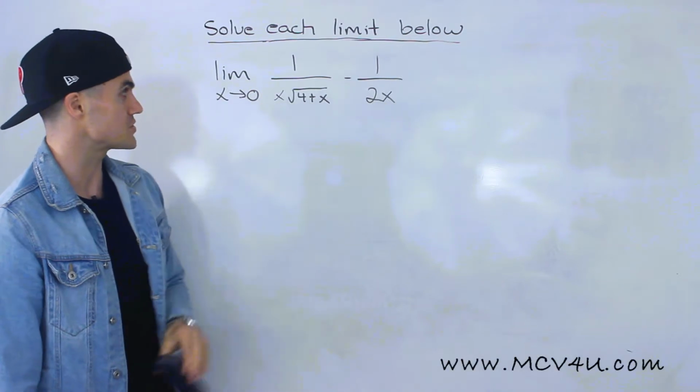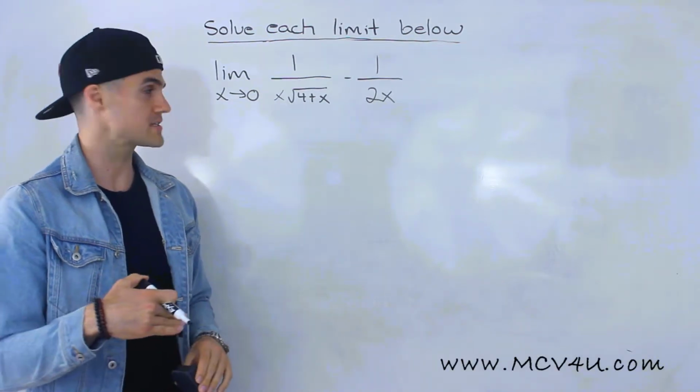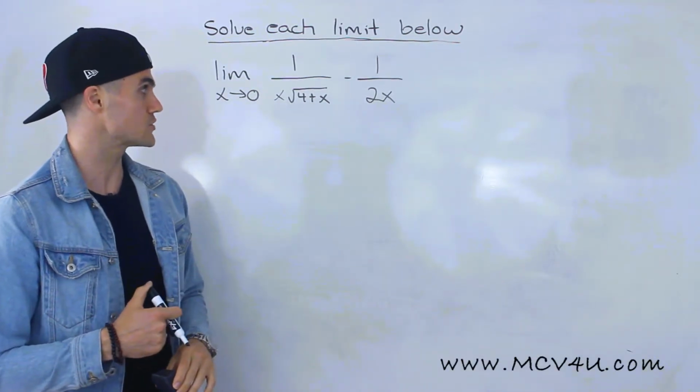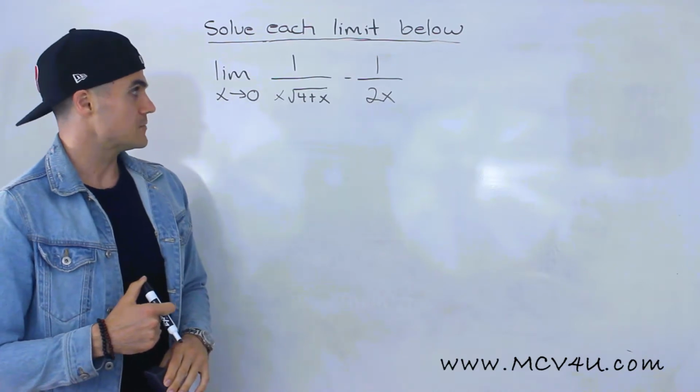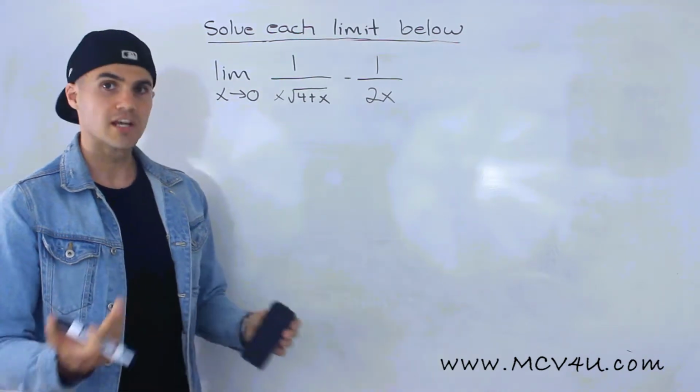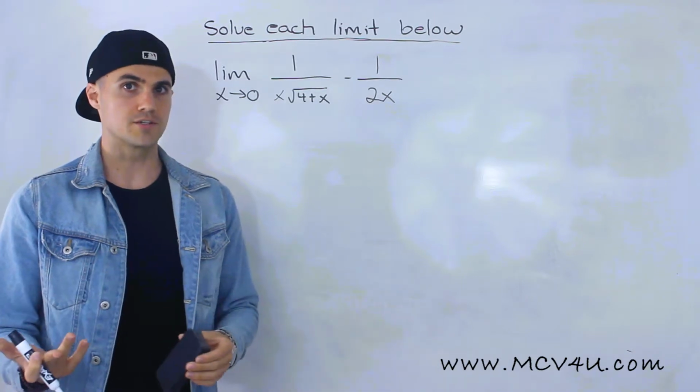So the limit as x approaches 0 of 1 over x times root 4 plus x minus 1 over 2x. And this limit is actually pretty neat. I'm going to show you two different ways to do this.